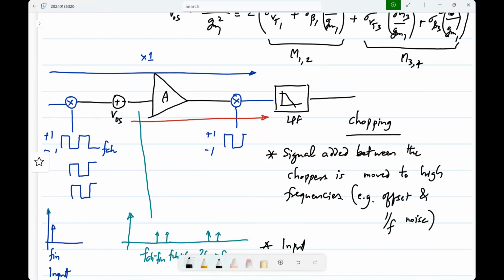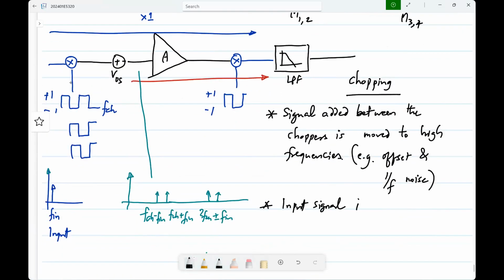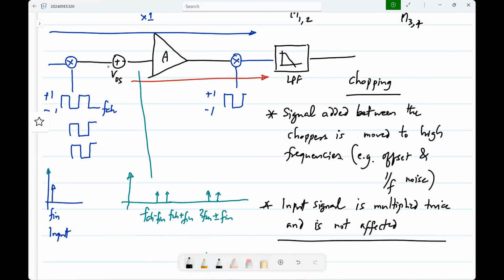And the input signal is multiplied twice and is not affected. Okay. And this whole thing assumes that whatever block we have in the middle, this A, doesn't have substantial filtering over this range of frequencies, including the chopping frequency. Okay.